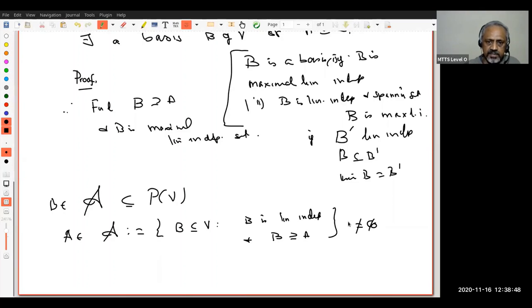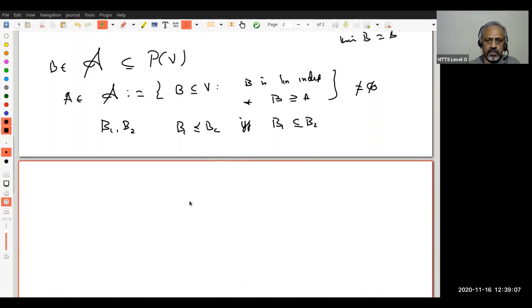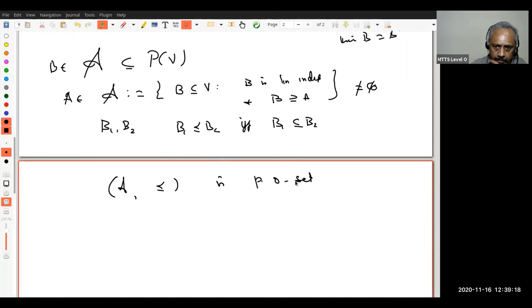Okay. Next, what is the partial order? That we already know. You give me B1 and B2 here. I say B1 is less than or equal to B2 if and only if B1 is contained in B2. Very good. So this we had already checked. This is the partial order. This is very easy. Therefore, this script A with this is a partially ordered set. Right? I want to apply Zorn's lemma.